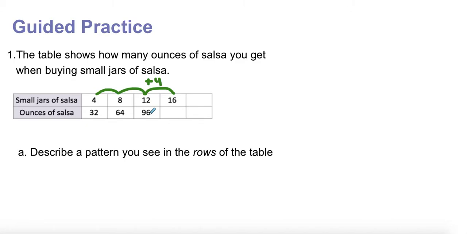In my ounces of salsa, I'm counting by 32, 64, 96. So I can describe this pattern as adding by 32. Now let's describe a pattern that we see in the columns of the table. So that means from top to bottom or from bottom to top. So I'm going to look from top to bottom and I'm going to try to see a relationship that all of these values have.